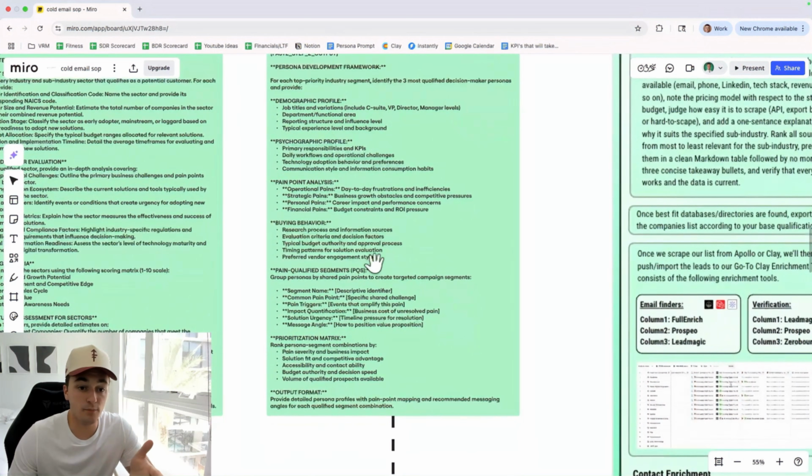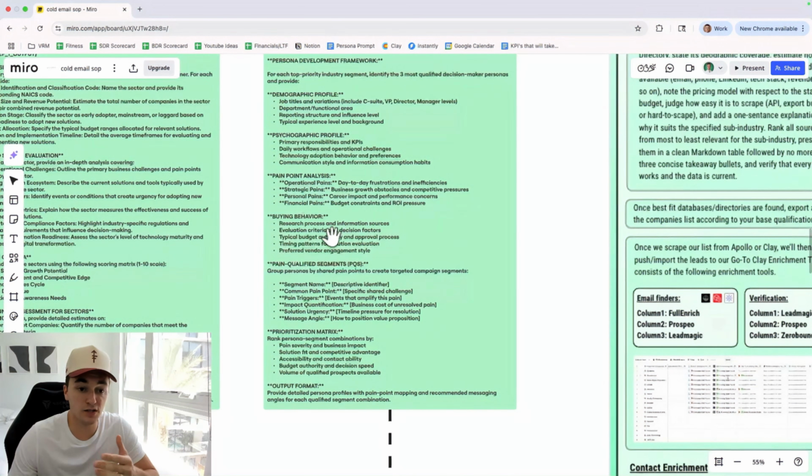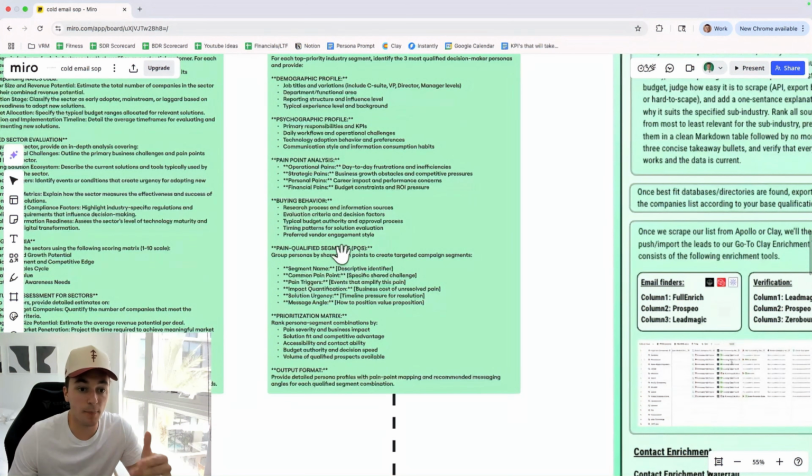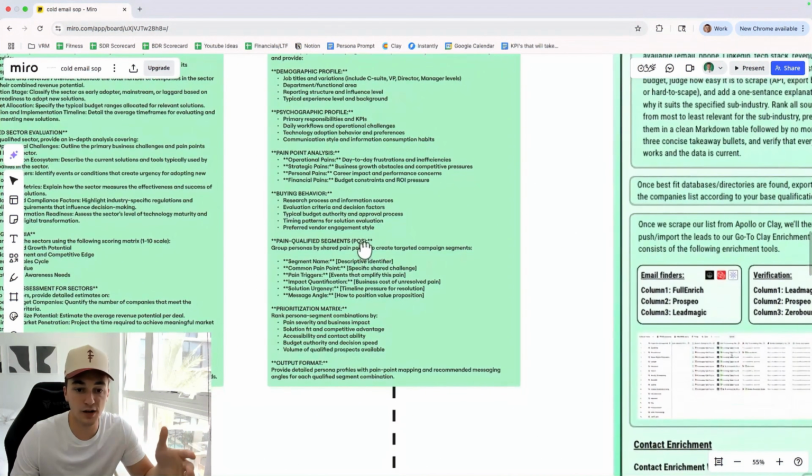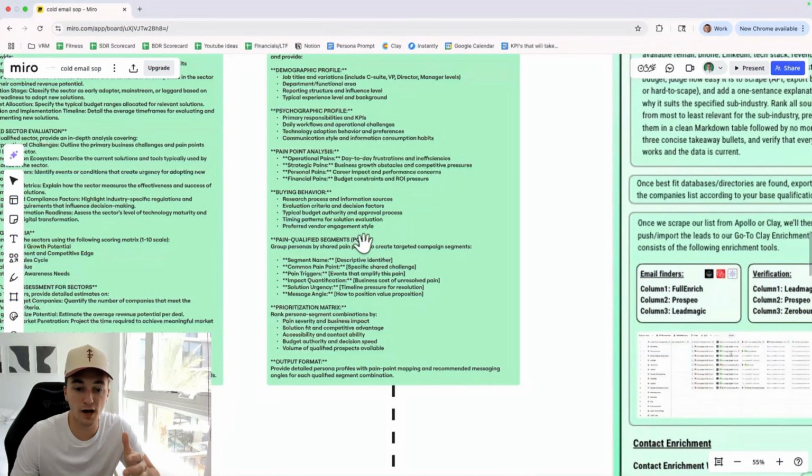And then we're going to look at pain point analysis, so operational pains, strategic pains, personal pains, financial pains. We're going to be looking at buying behavior. We're going to research the process and information, and how they research stuff to make buying decisions. And then their evaluation criteria, their typical budget and authority, and their approval process.